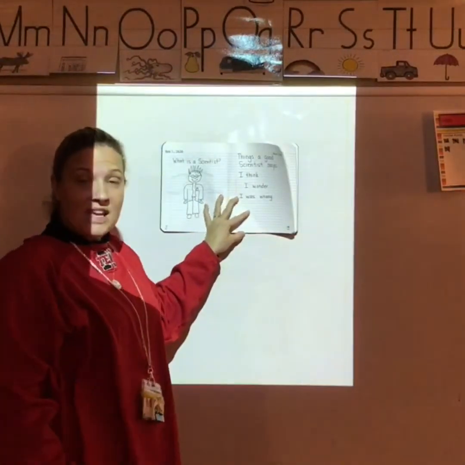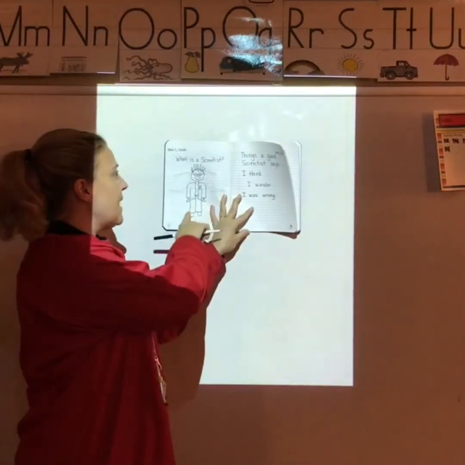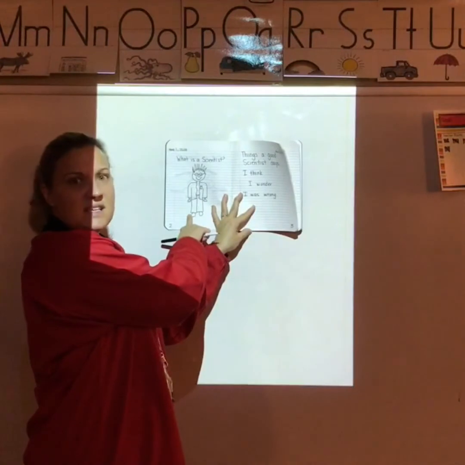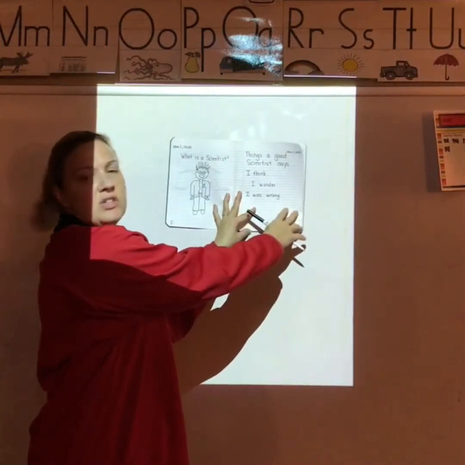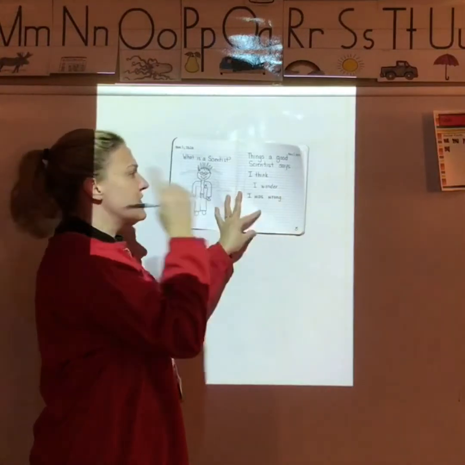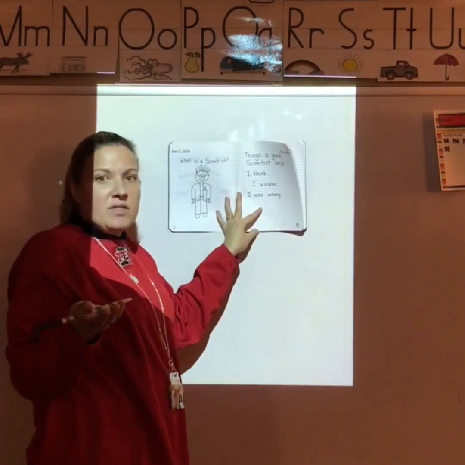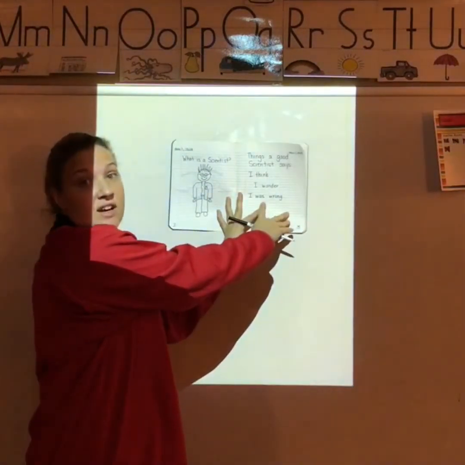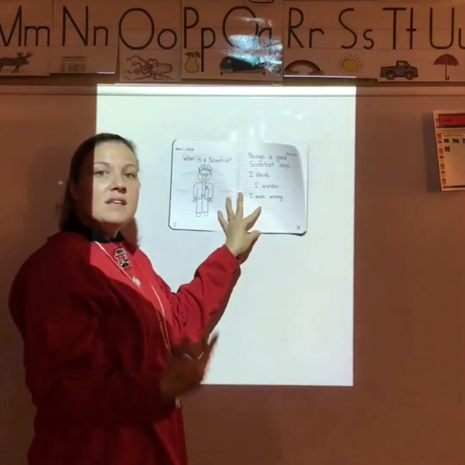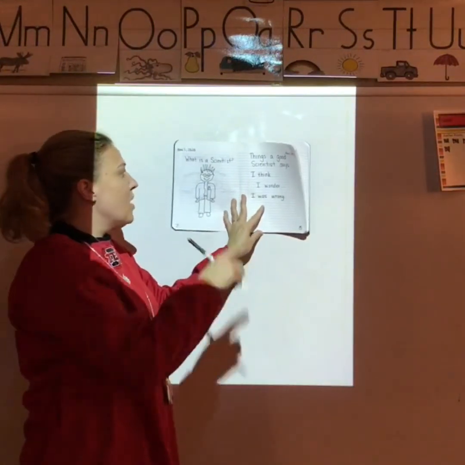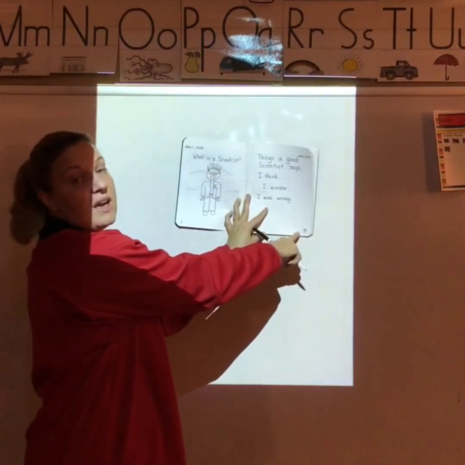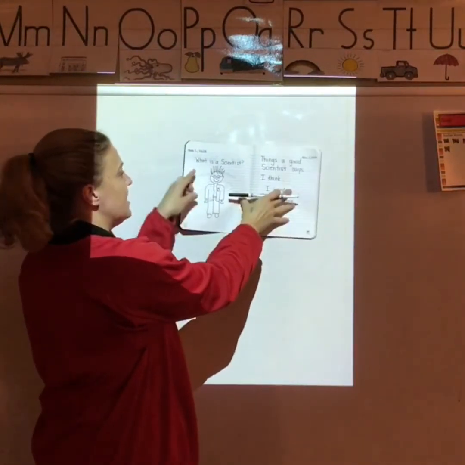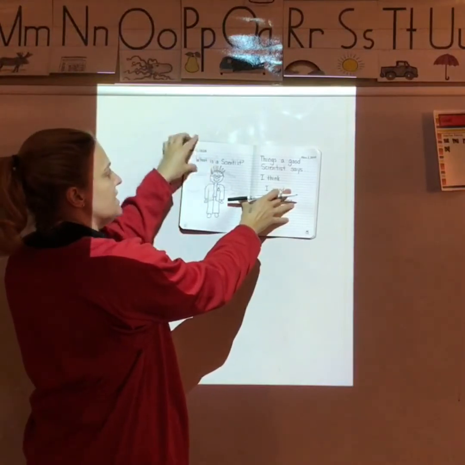To wrap up our lesson today, we talked about what a scientist is, what a scientist looks like. We talked about what good scientists say. They think about things, they wonder about things, and they learn if their ideas were right or wrong now that they know more stuff. Make sure that you have numbered the bottom of your pages, and we're going to fill out our table of contents. This page is called What is a Scientist?